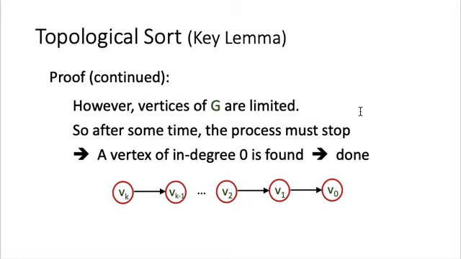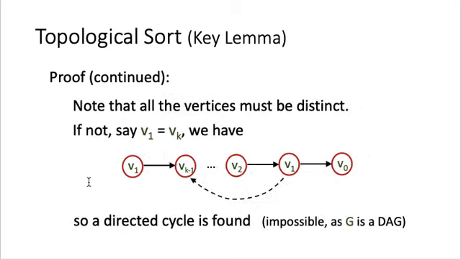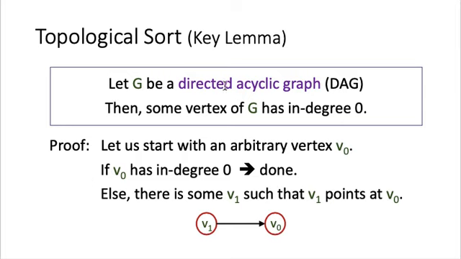Now, if this is the case, then when we continue this process, either we find some vertex that has integer 0, or we continue, but all the vertices that we see have to be distinct. So at some point, we will run out of new vertices that we have not seen before. So this process must stop, and in that case, a vertex of integer 0 is found. So this shows that the key lemma is correct. Let's recall: the key lemma says that for any DAG, there must be some vertex with integer 0.